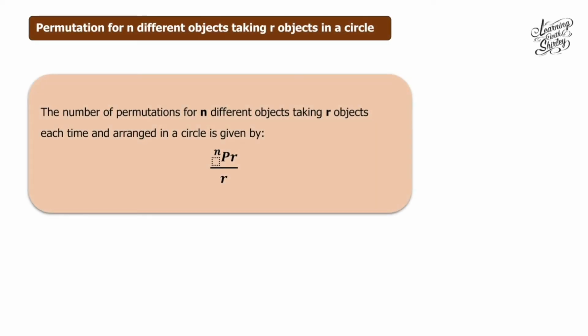In today's video, I'm going to explain to you the difference between permutation for n different objects, taking r objects in a circle, and permutation of objects in a circle where clockwise and anticlockwise arrangements are the same. Let's look at this formula. The number of permutations for n different objects, which are unidentical, taking r objects each time and arranged in a circle, is given by nPr over r. Remember to memorize this formula if it involves unidentical objects whereby the sequence matters.